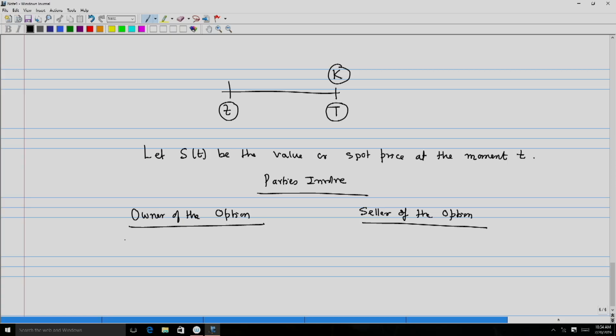The owner of the option is sometimes known as the buyer or holder, or simply called the owner, and the seller of the option is typically referred to as the seller or the writer. Please understand that in the case of a European call option, there are two different ownerships. One is the owner of the option and the other is the owner of the underlying asset.